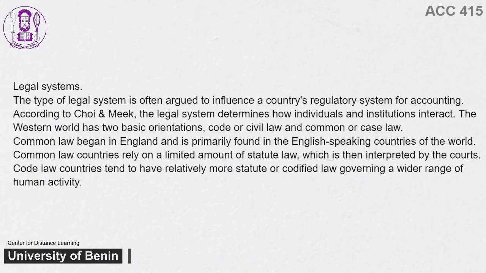Legal systems. The type of legal system is often argued to influence a country's regulatory system for accounting. According to Choi and Meek, the legal system determines how individuals and institutions interact. The Western world has two basic orientations: code or civil law and common or case law. Common law began in England and is primarily found in the English-speaking countries of the world. Common law countries rely on a limited amount of statute law, which is then interpreted by the courts. Code law countries tend to have relatively more statutes or codified laws governing a wider range of human activity.